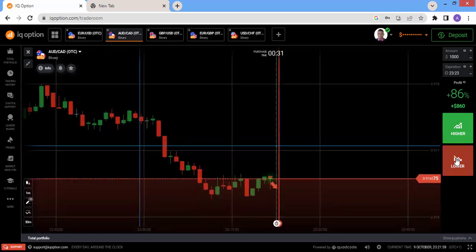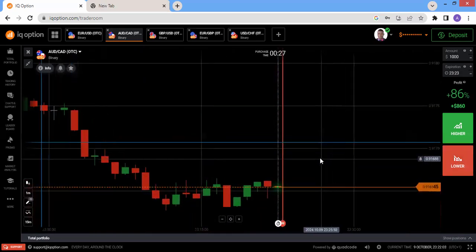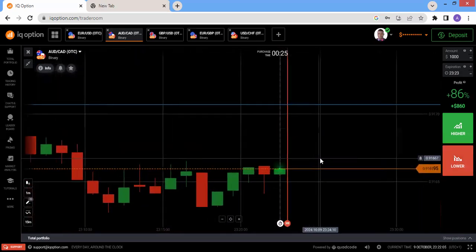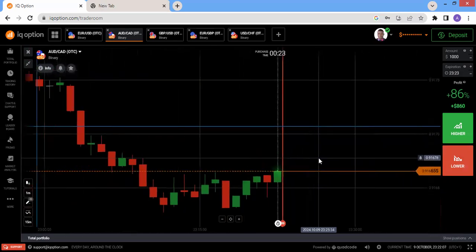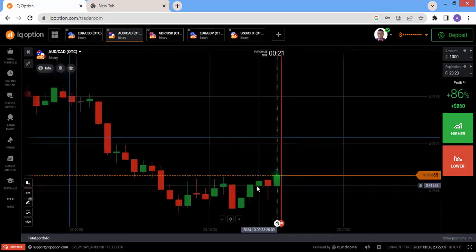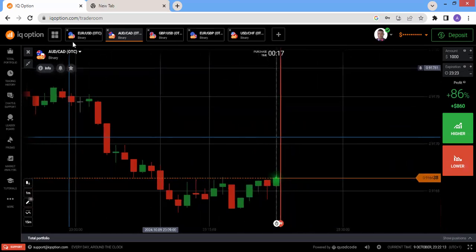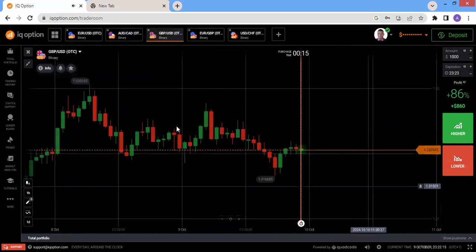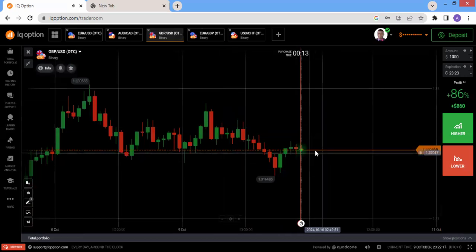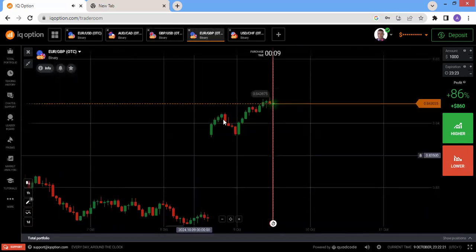I want to see it close below the opening of this candle. It closed exactly at the opening, so it's not a good trade. I'd like to see it close below the opening. You can see it closed at the opening, so it's not an engulfing. So I'll wait for another opportunity when it unfolds. You can see that this market is messy, but look at this one, it's clean.